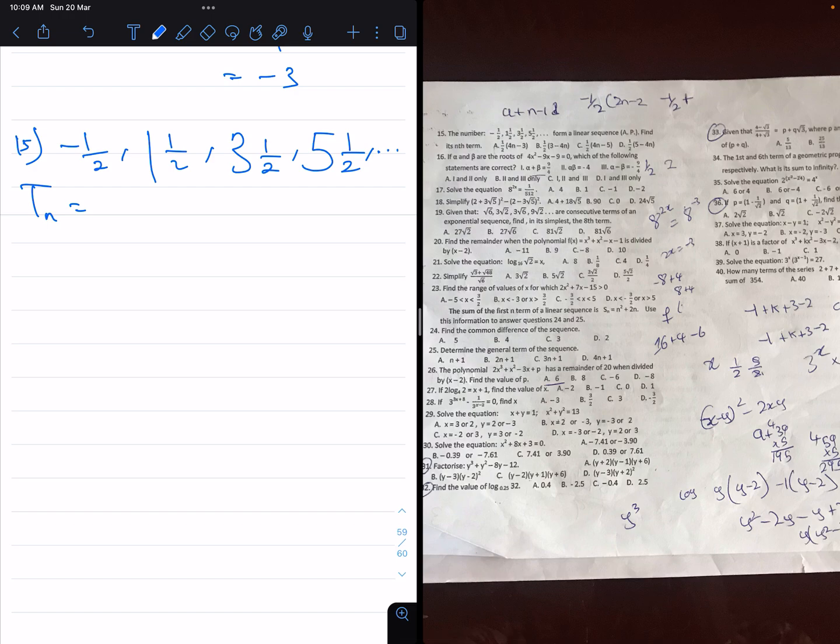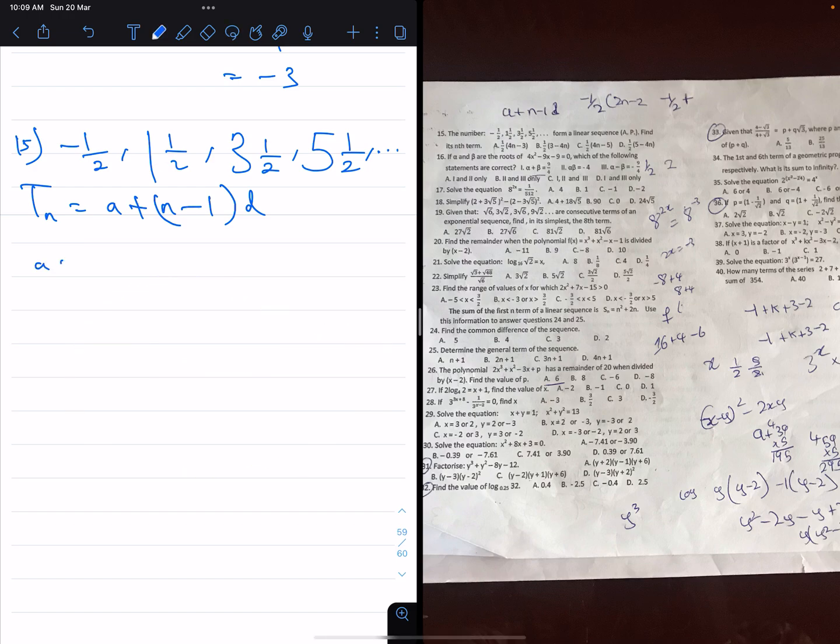The nth term of a linear sequence is given by the formula a plus (n minus 1)d. That of an exponential sequence, or geometrical progression, is a times r raised to n minus 1. Do you understand? Sure I do. Are you sure? Sure.